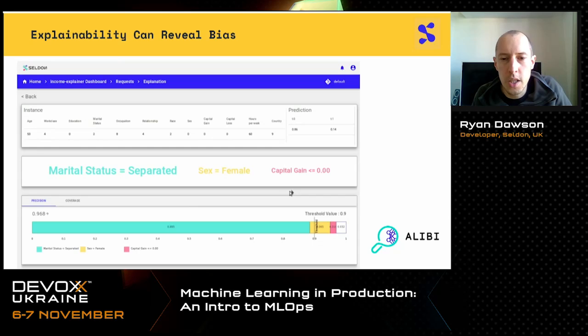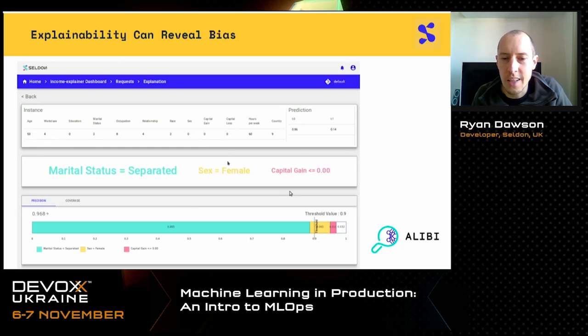Let's say you approve or reject loans based on characteristics of the individual and a prediction of their future income. This example here is a classifier based on a widely used US Census dataset called the UCI adult dataset. The explanation here is showing that more than 90% of the time, a separated female will be classified as low income by the model. That's a pattern that it's taken from the data that it was trained on. So basically, any separated female applying for a loan would be at a disadvantage.